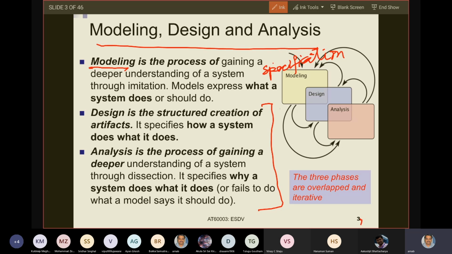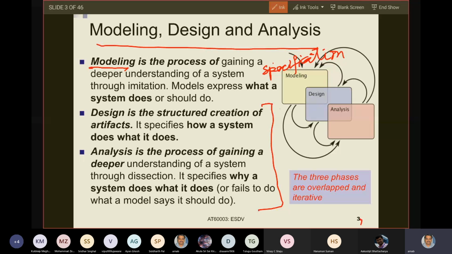All these are artifacts that you are associating with this specification. Specification told what. Now you are saying use this hardware platform, this hardware processor, artifact. Use this communication medium, artifact. Use this communication protocol, artifact. Use this scheduling algorithm, artifact. Use this memory, artifact. Now the combination of this what and the artifacts give you the overall design. So the specification, when mapped on these set of artifacts, gives you the complete design. So design is the structured creation of artifacts, and therefore it is able to say how a system does what it does.